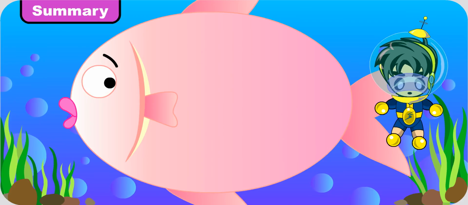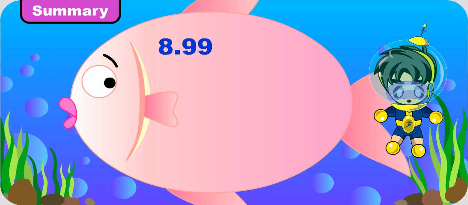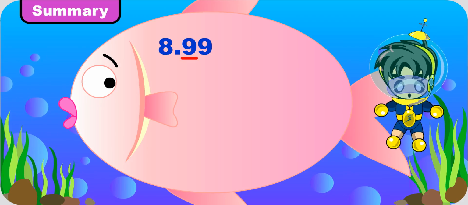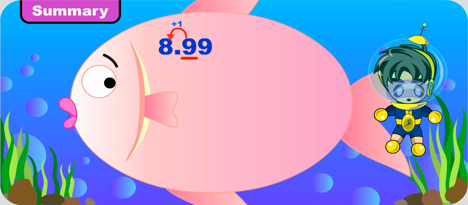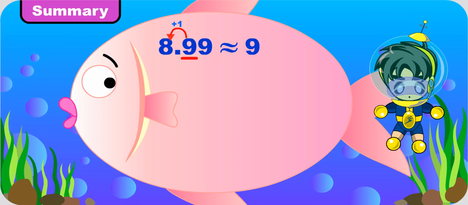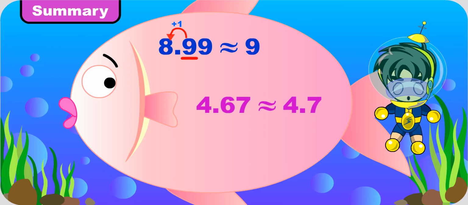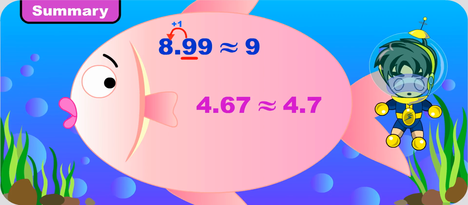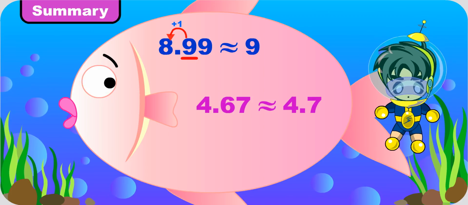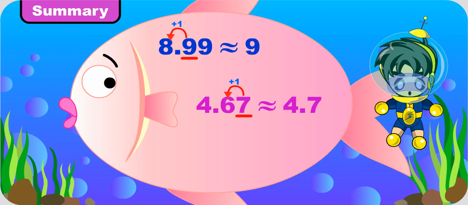Let me show you. When rounding off 8.99 to the nearest whole number, I look at the 10th digit 9. As 9 is greater than 5, I add 1 to the whole number 8. The answer is 9. When 4.67 is rounded off to 1 decimal place, it becomes 4.7, as the digit 7 in the 100th place is greater than 5. Thus, the decimal 4.67 is being rounded up.